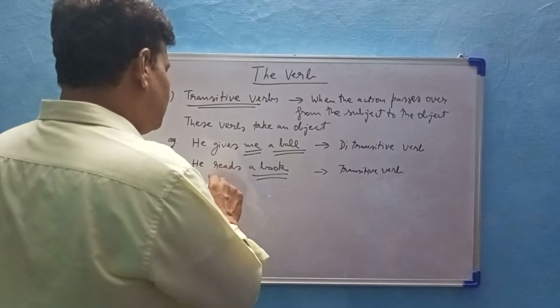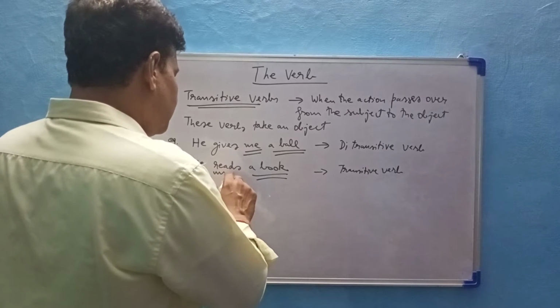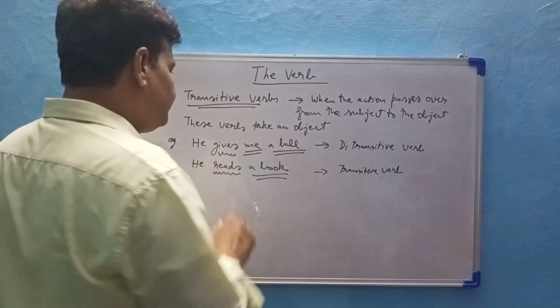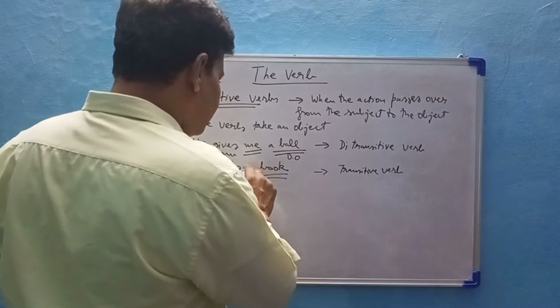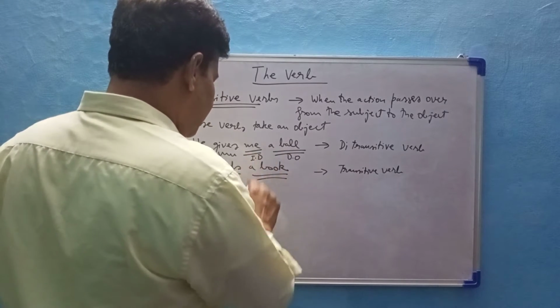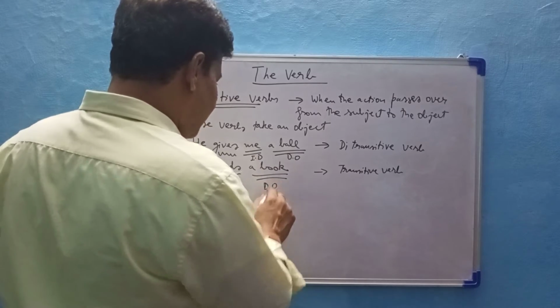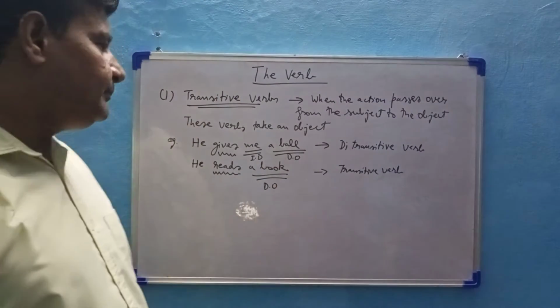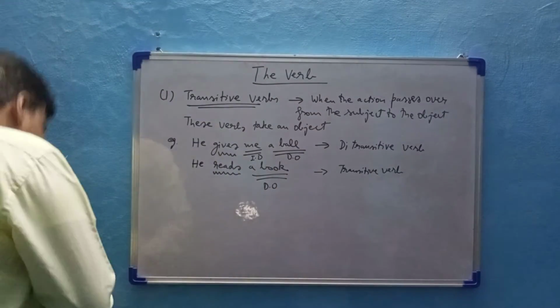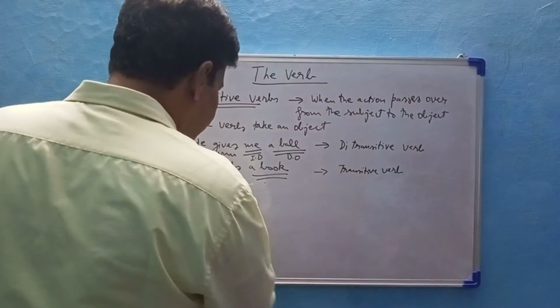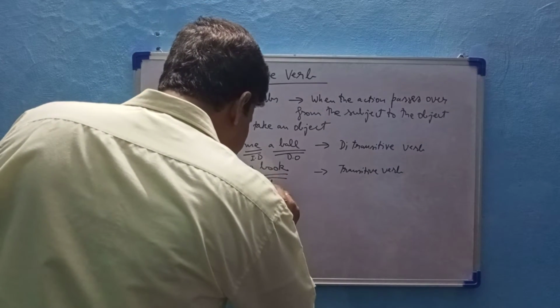So what is the verb here? Reads and gives. And what is the object here? This is the direct object and this is the indirect object. And here it is the direct object, a single object is there. So we can say it is simply the object.